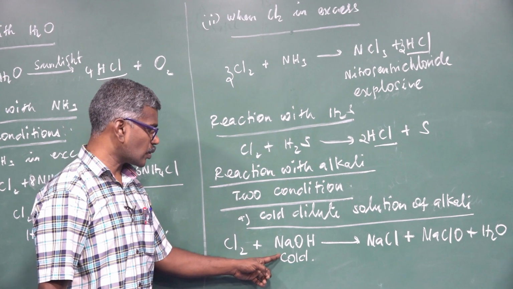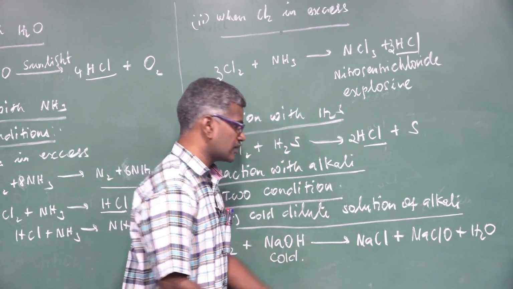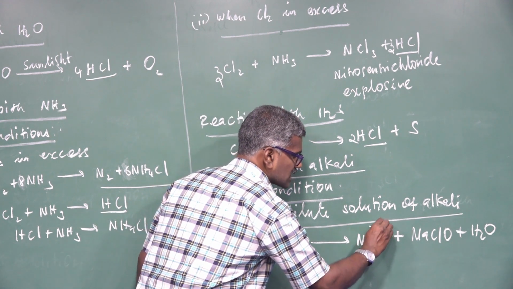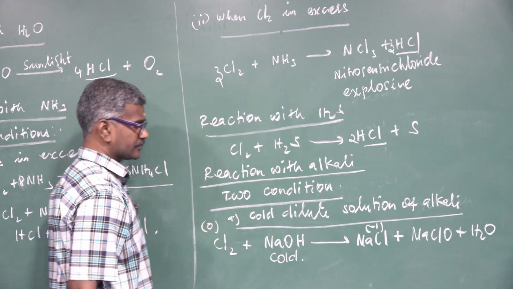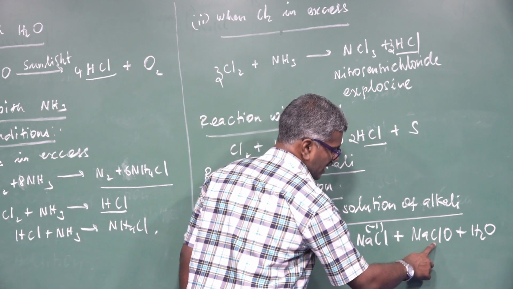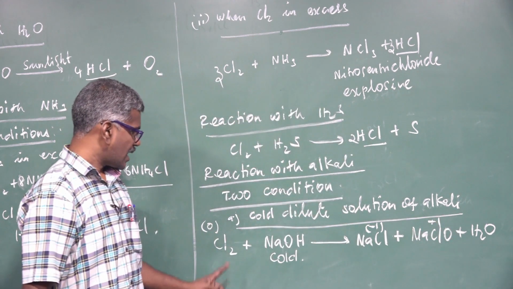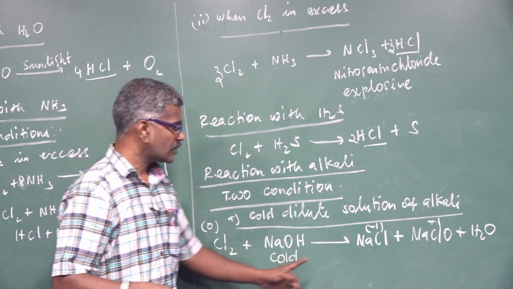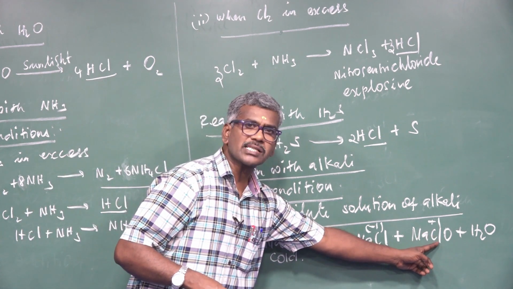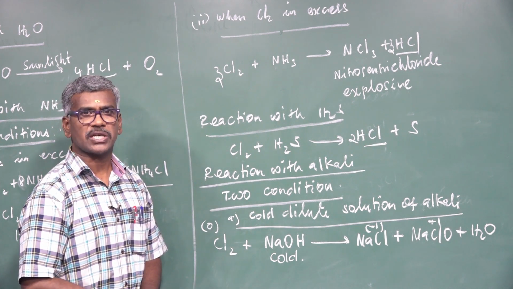Chlorine passes through cold dilute NaOH to form sodium chloride. Here chlorine valency is -1, here chlorine valency 0, this chlorine valency +1. The same element simultaneously undergoes reduction and oxidation. This element undergoes a disproportionation reaction.